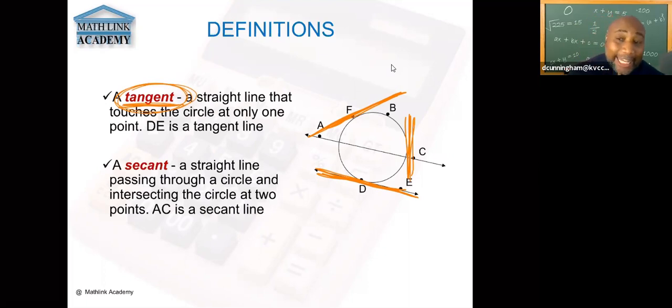Now, a secant is a line, it's not a segment. Lines go forever on both ends. Segments stop.